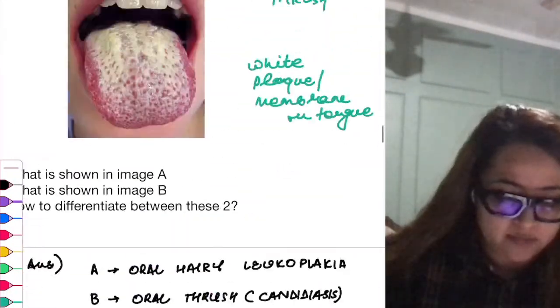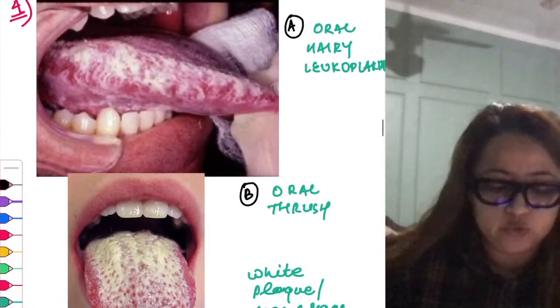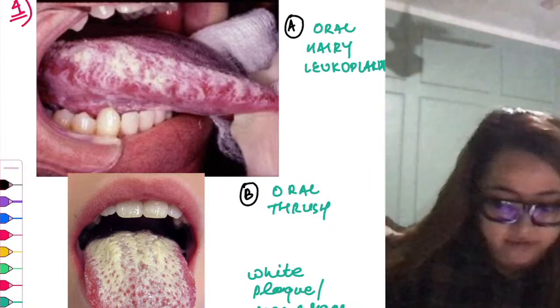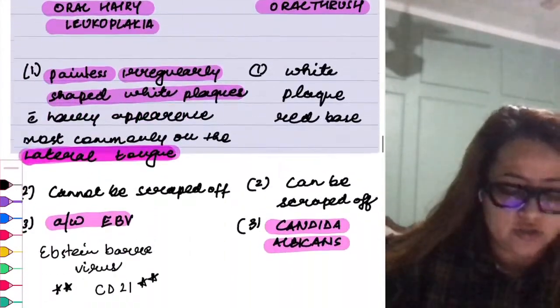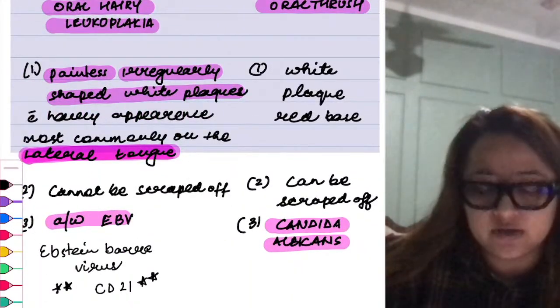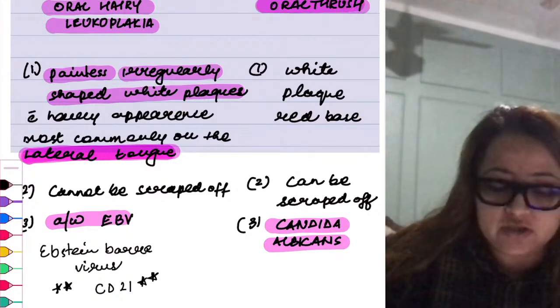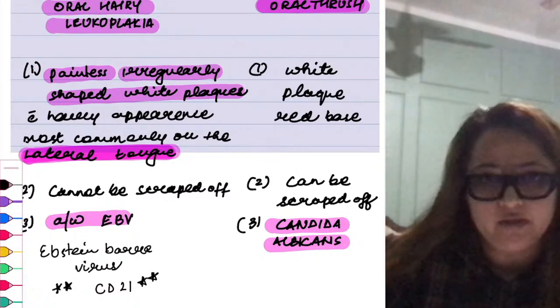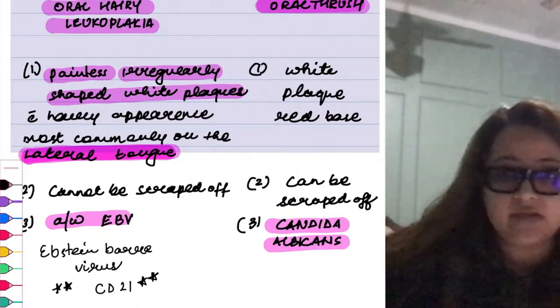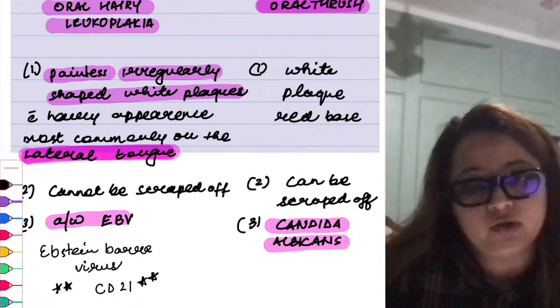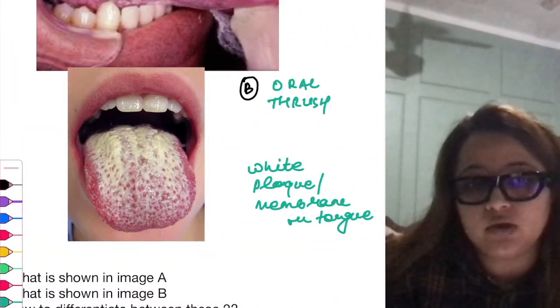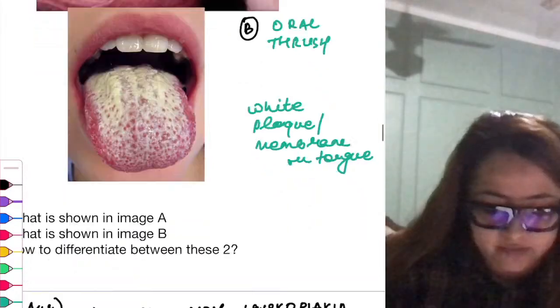So, if you can see this picture one also, they have shown this white plaque or white membrane, which is present on the lateral side of the tongue. All right. So, the most common location of oral hairy leukoplakia is the lateral side of the tongue. When you talk about the oral thrush, it is appearing as a white plaque on a red base. Okay, white plaque on a red base, and it could occur anywhere, most commonly on the dorsum of the tongue. If you can see this picture, they have shown this oral thrush on the dorsum of the tongue.